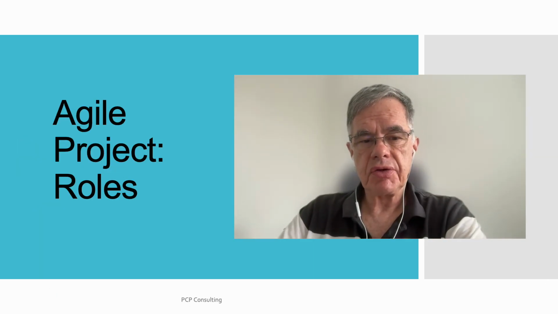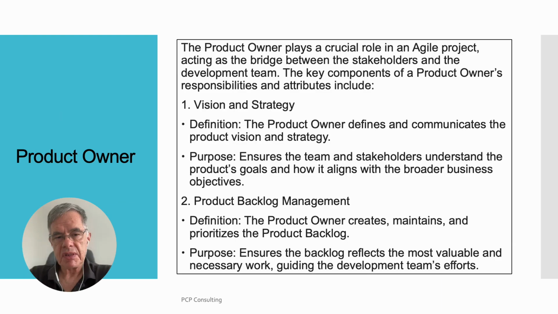Agile project roles. The product owner plays a crucial role in an Agile project, acting as the bridge between the stakeholders and the development team. The key components of a product owner's responsibilities and attributes include vision and strategy. The product owner defines and communicates the product vision and strategy, ensures the team and stakeholders understand the product's goals and how it aligns with the broader business objectives.